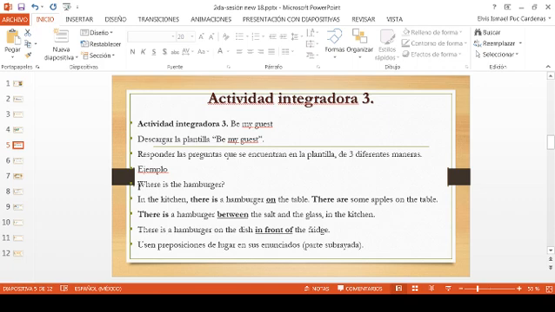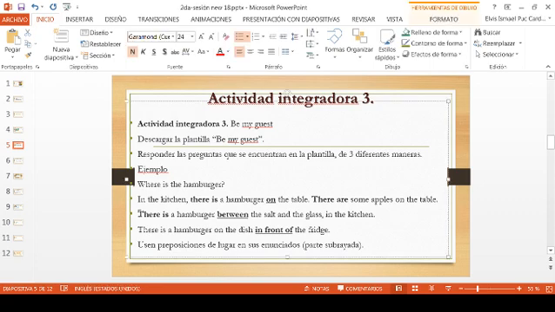Question, where is the hamburger? In the kitchen. There is a hamburger on the table. Second, there is a hamburger between the salt and the glass in the kitchen. Third one, there is a hamburger on the dish in front of the fridge. As you can see, I'm using prepositions of place: in front of, between, and on. 3 different ways.